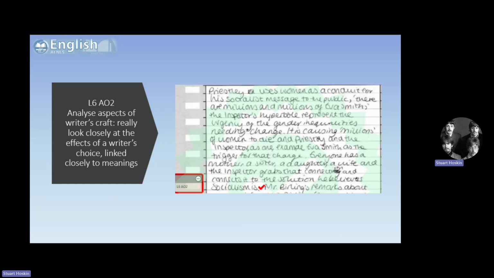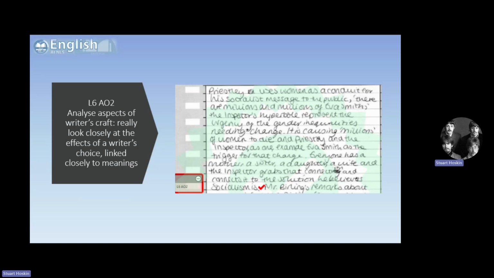And then when he carries on and explains it's causing millions of women to die, and they use Eva Smith as a trigger for that change, everyone has a mother, sister, daughter, wife. And so the inspector grabs that connection and connects it to the situation he believes socialism is. That is looking closely at the effects of that choice.